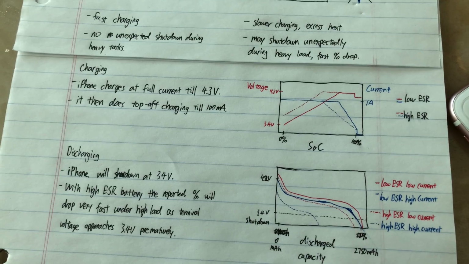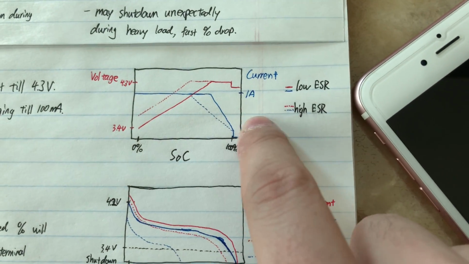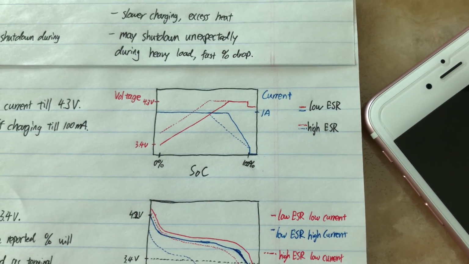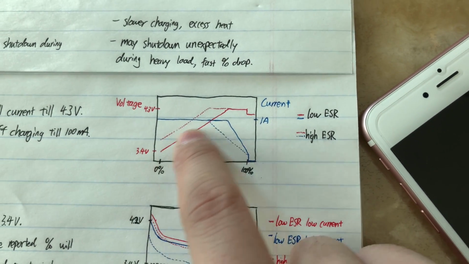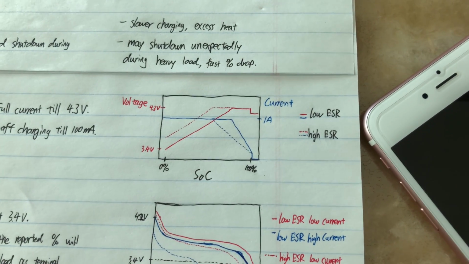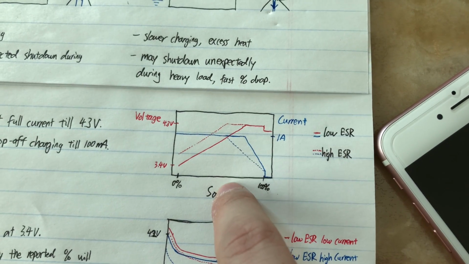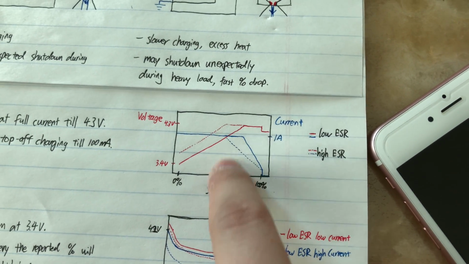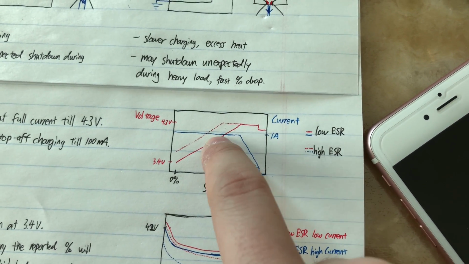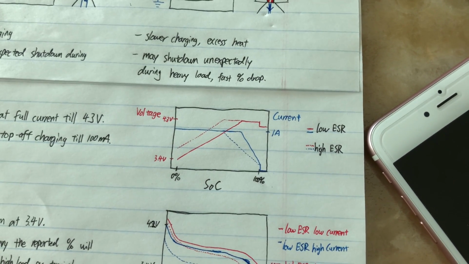around 100 milliamp. So in this graph here, the solid lines are what a low ESR new battery would look like, and the dotted lines are basically what a high ESR battery would look like. So we'll reach that 4.3 volts much earlier in the state of charge. So the current will start to decrease much earlier. That basically is a longer charge time.